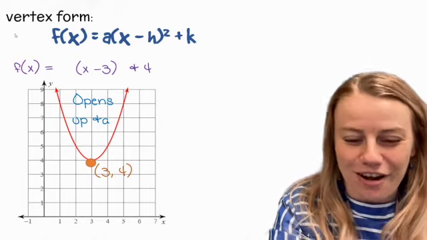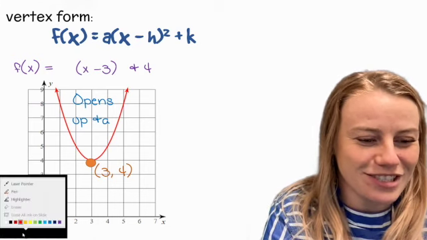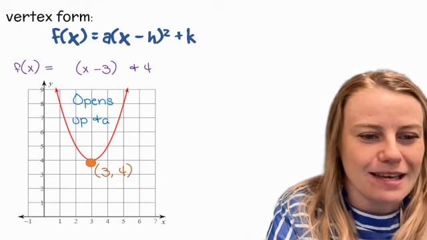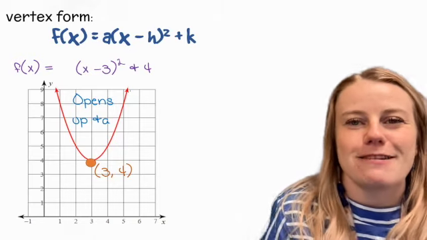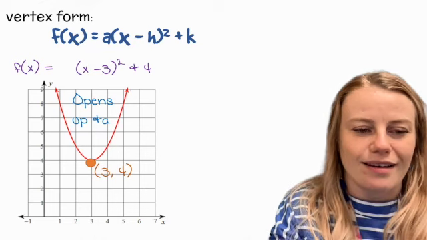And look what I forgot. I forgot my squared. Don't forget your squared, guys. Let me do it in purple so it's the same. Can't believe I forgot my squared. So (x minus 3) squared plus 4. All right, let me know if you guys have any questions.